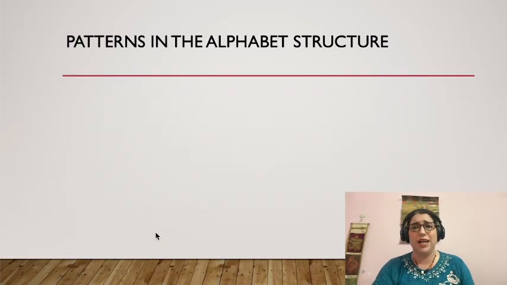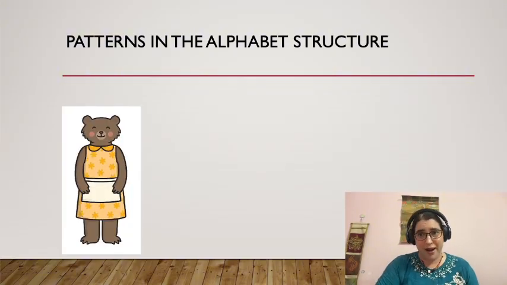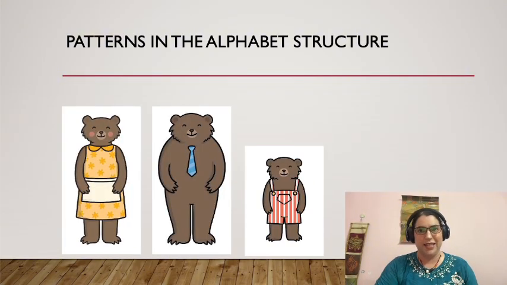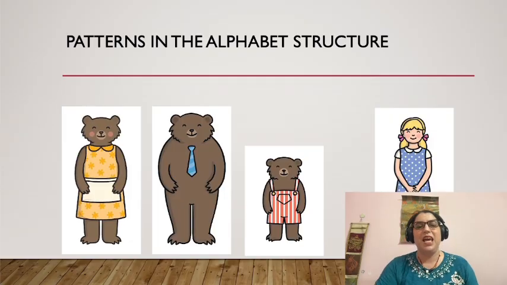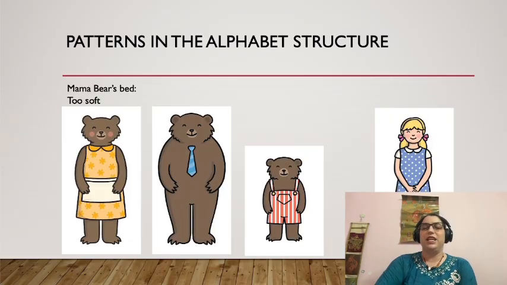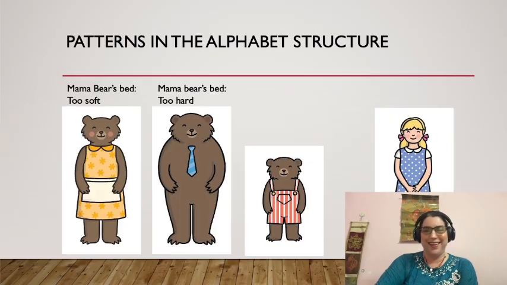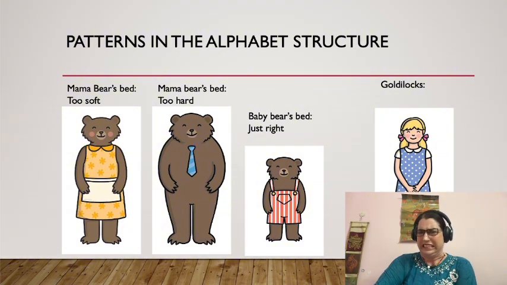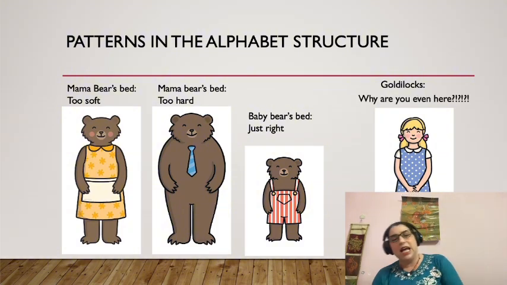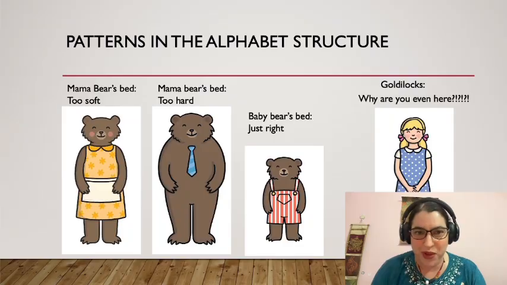So our characters in Goldilocks and the Three Bears, we have Mama Bear, Papa Bear, Baby Bear, and Goldilocks. Now, if we think about their beds, Mama Bear's bed is too soft. Papa Bear's bed is too hard. Baby Bear's bed is just right. And Goldilocks, well, we're not really sure why she's even here. Now, what does this have to do with the alphabet?